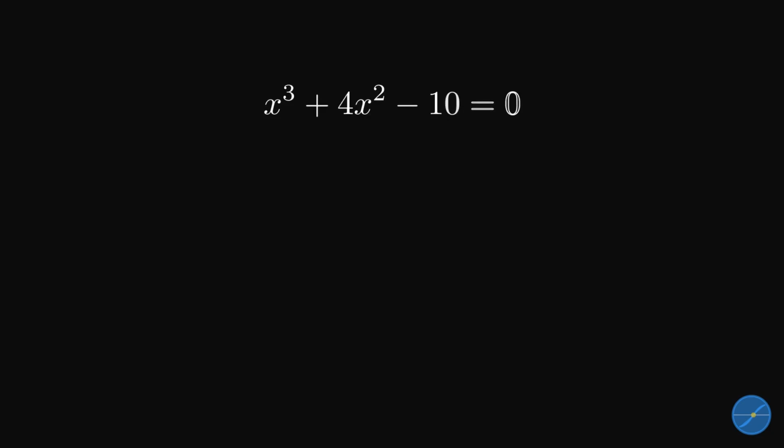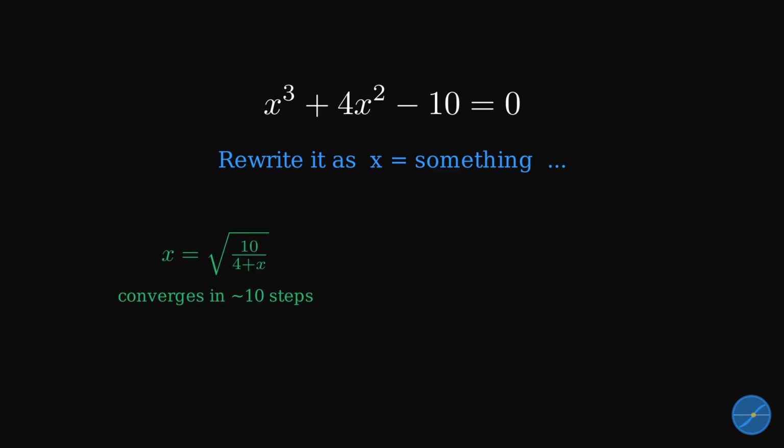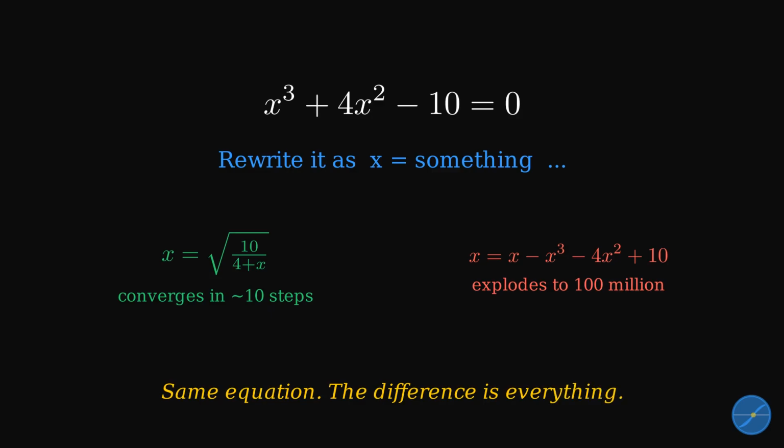Here's the cubic equation x cubed plus 4x squared minus 10 equals 0. We want a value of x that makes it 0. There's a classic trick: rearrange it into the form x equals g of x, then just iterate. Rearrange it one way, like x equals the square root of 10 over 4 plus x, and it converges in about 10 steps. Rearrange the very same equation a different way, and it explodes past 100 million. Same equation, same root. The only thing that changed was how we rewrote it, and that changed everything.